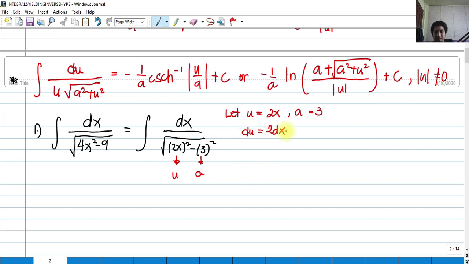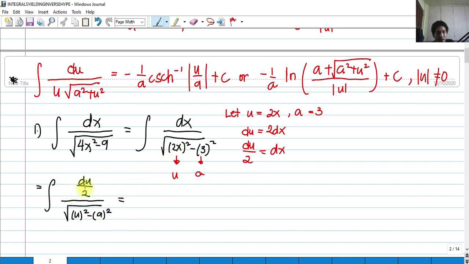And we get this in terms of dx, so we have du all over 2, and then we have dx. So what we are going to do here is simply substitute these values into our integral. The integral now would be du all over 2, all over the square root of u squared, since this is our u, minus a squared, since this is our a.